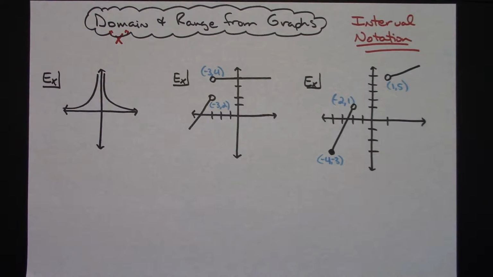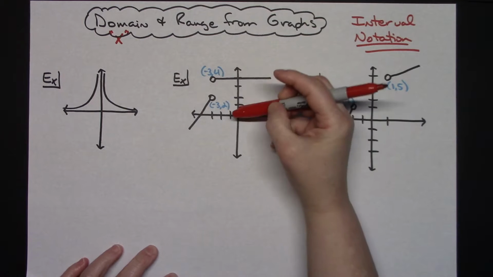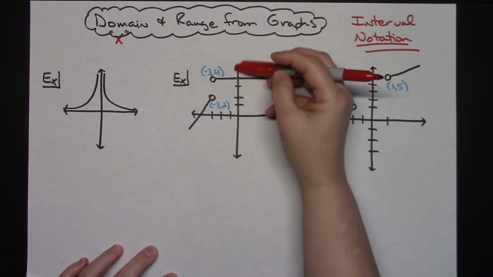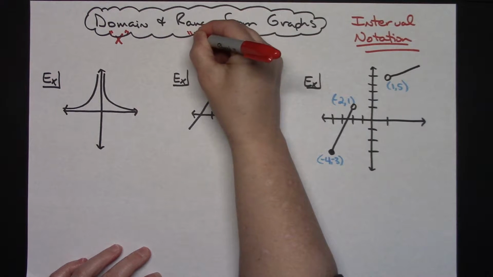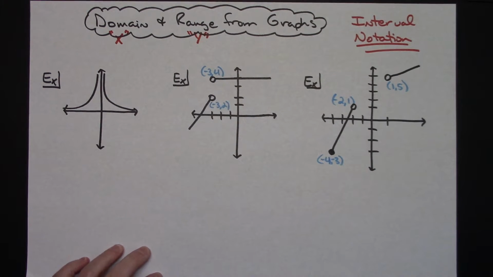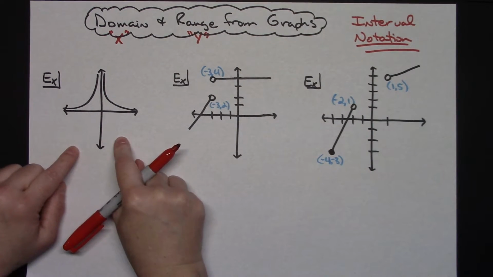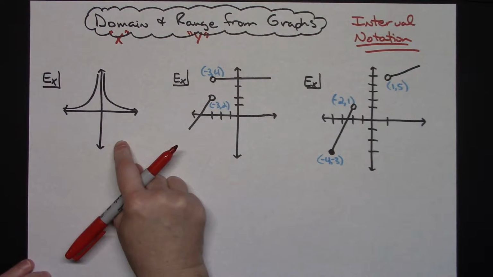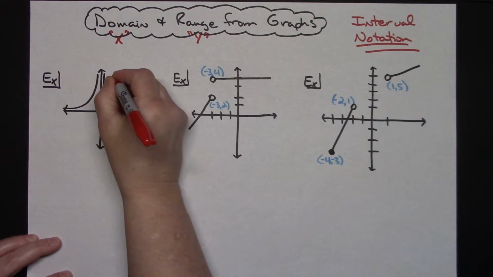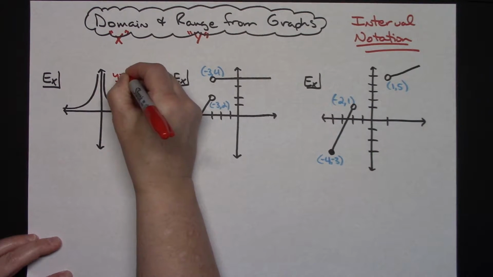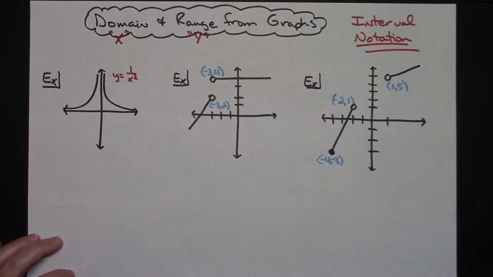Alright, and then for range, if you recall, that's all of the y values, so we will be looking up and down the y-axis to determine the range. Alright, so y-axis there. Alright, in this first example, this should look like a familiar base graph if you've memorized your family of functions. Alright, this is the y equals 1 over x squared graph.